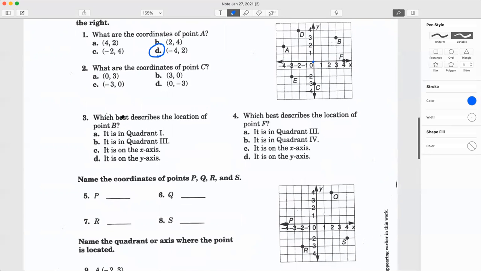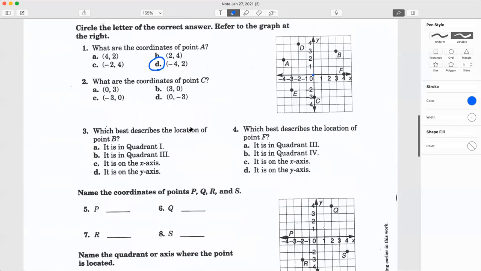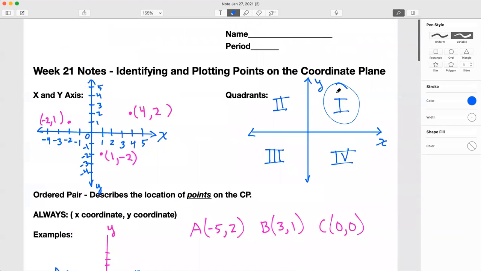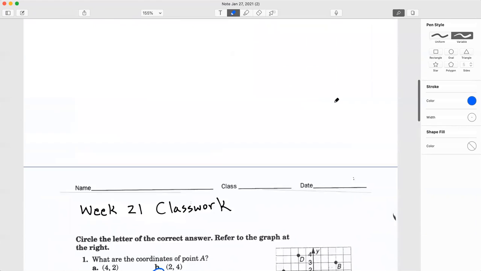How about number 3? What best describes the location of point B? It is in quadrant 1. It is in quadrant 3. Let's see if it's in quadrant 1, which describes the location of B. Okay, B is right here. So is it in quadrant 1? Remember where quadrant 1 is? It's right here in this upper right corner.